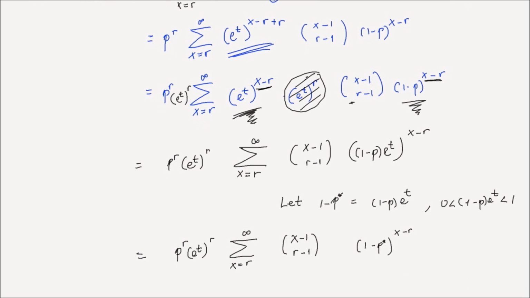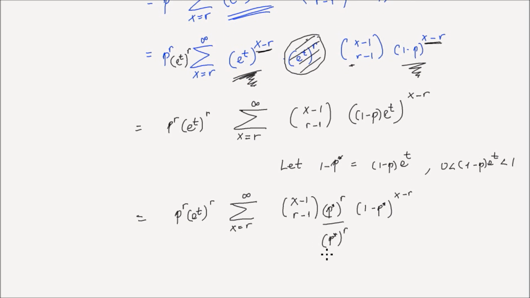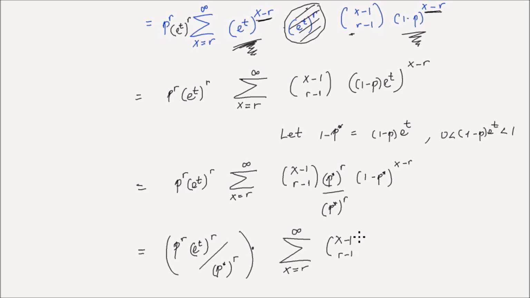Now, if I could multiply this expression by p star to the power of r and divide by p star to the power of r, and observe that p star to the power of r, the denominator here, does not depend on x, what I have is p to the r times e to the t to the power of r divided by p star to the power of r, multiplied by the summation x equals r to infinity of x minus 1 choose r minus 1, multiplied by p star to the power of r, 1 minus p star to the power of x minus r.